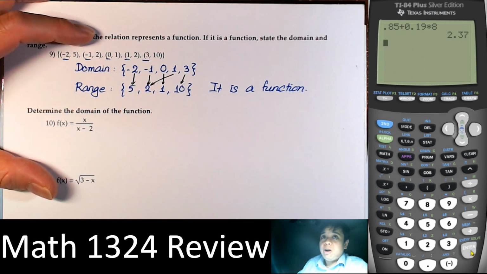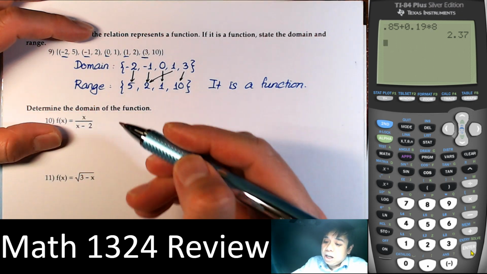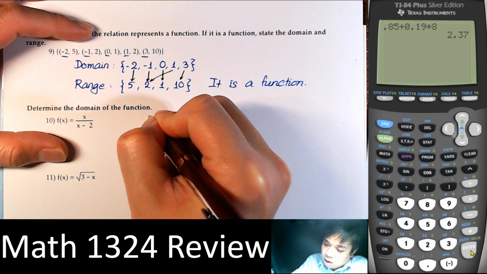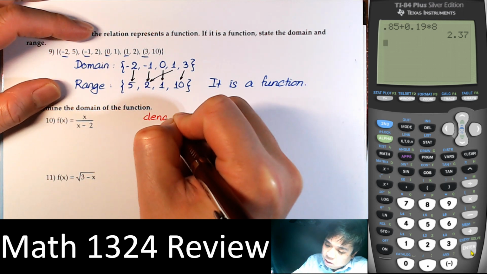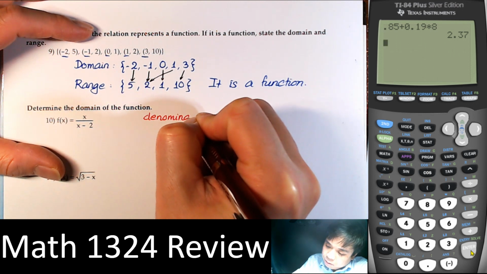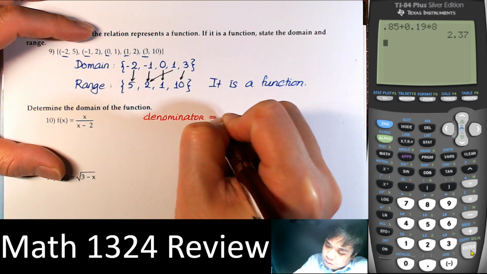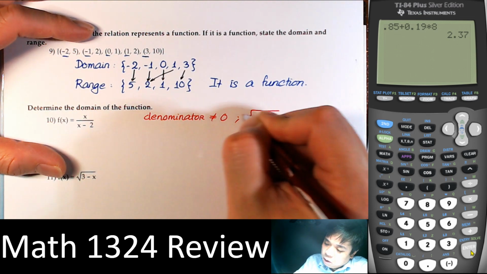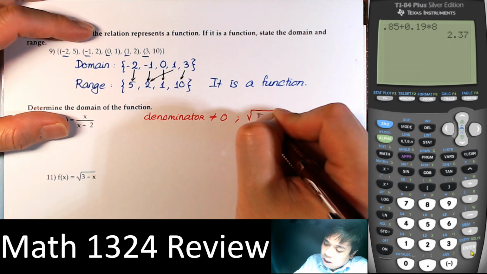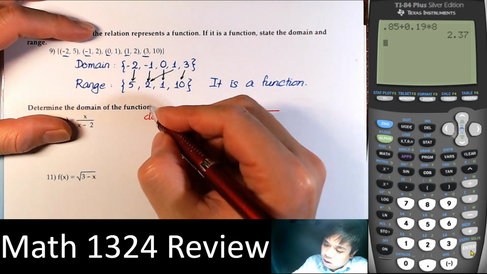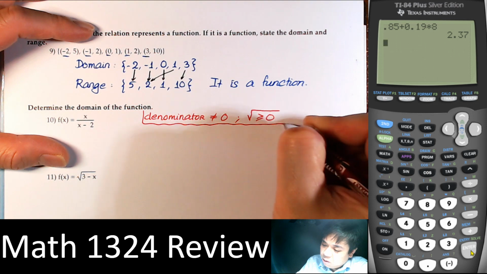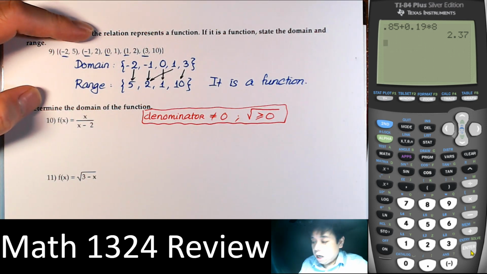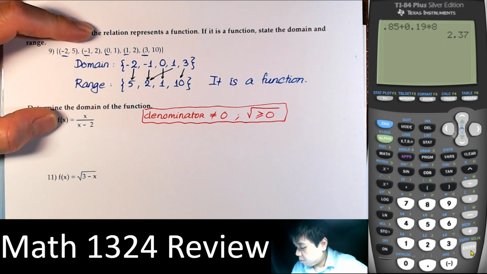Find the domain of the function. For the domain of a function, there are two things we need to watch out for: the denominator is not equal to 0, and inside an even root has to be greater than or equal to 0. So those are the two things we have to watch out for. First here, I do these two problems together.